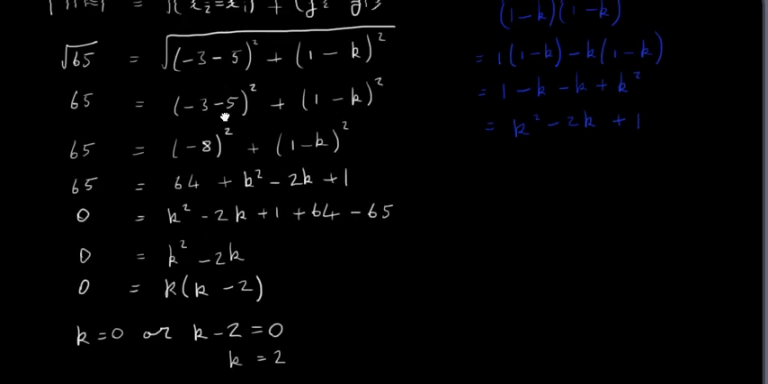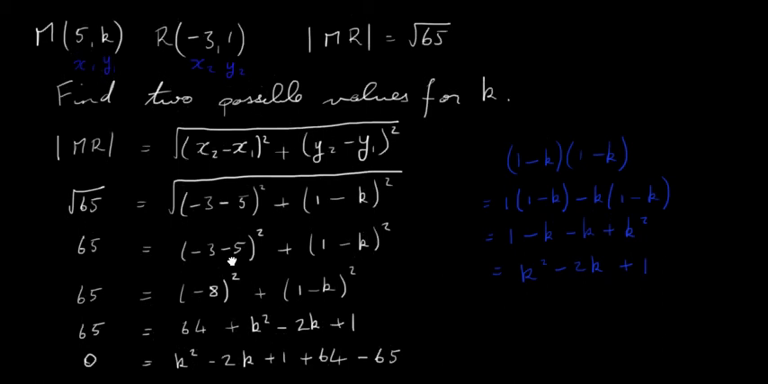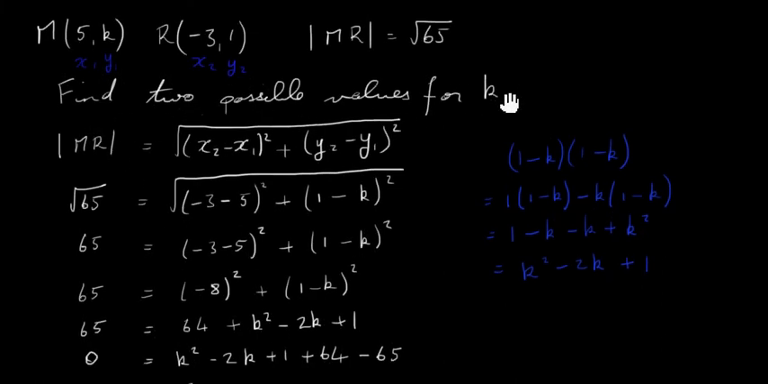So if I go back up here, the question was, find two possible values for k. So you can have k as 0 here, and you'll get a distance of square root 65. Or k can be plus 2. You'll also get a distance of square root 65. And you can go on to put 0 in here, stick all the values in here and see, do you get square root 65? You should do. Put a 2 in here, stick all the values in here, again you should also get square root 65.